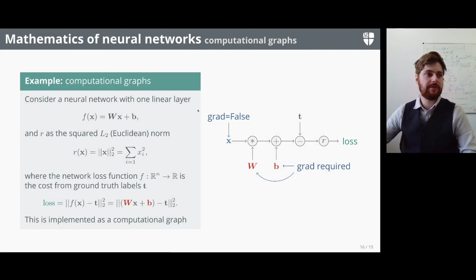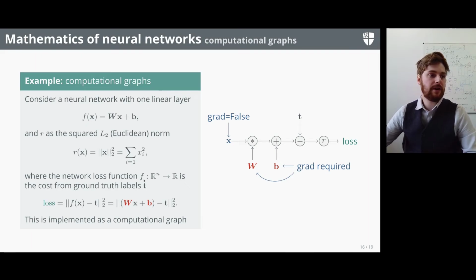So here's just an example of this. Consider a neural network with one linear layer like before, so we just have a function of x, and that's just a multilinear map where we multiply the weights matrix by the inputs x and add some bias term. And then we're going to have our loss function or our error function for determining whether those predictions are any good as a squared L2 or Euclidean norm. And this is just simply summing the squared terms, so it's just squaring all of those outputs and summing them. But we're going to use this in a way to actually measure the error to some target labels, like some ground truth labels or predictions.